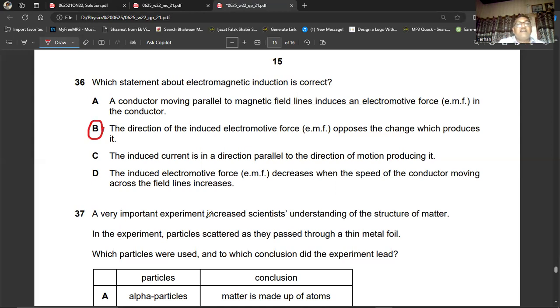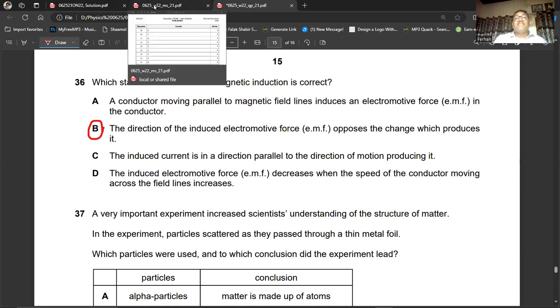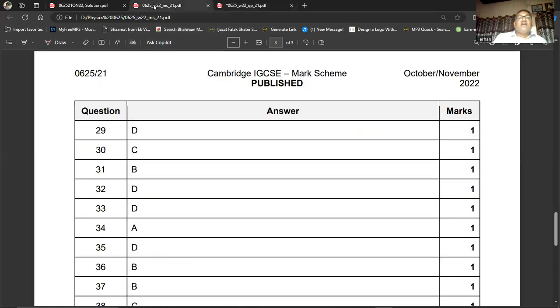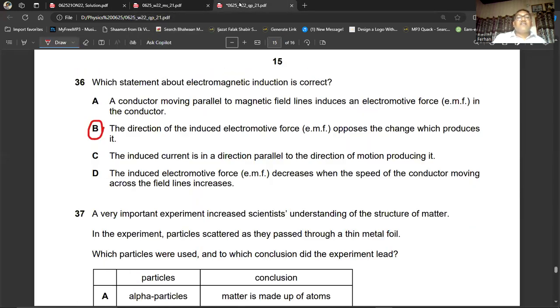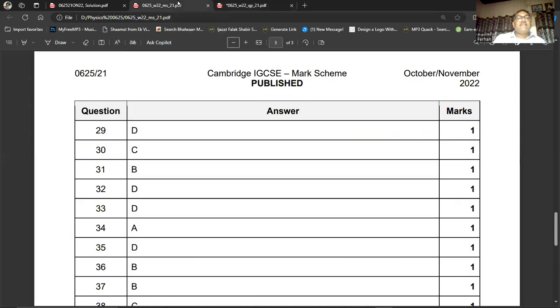C: The induced current is in a direction parallel to the direction of the motion producing it. We don't know that. D: The induced electromotive force decreases when the speed of the conductor moving across the field lines increases. No. When you move faster, the EMF induced is also larger. So D is wrong, sir. Statement B is the perfect statement. That is Lenz's law statement. So I think B is the right answer. Question number 36, B is the right statement, sir.